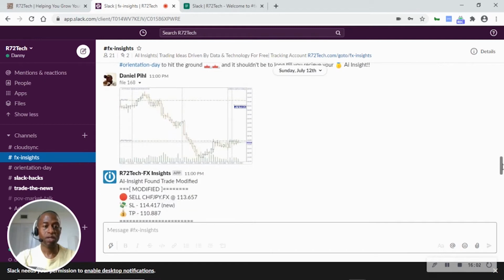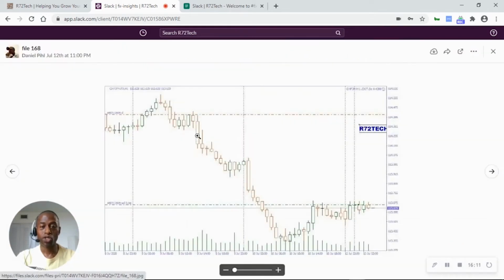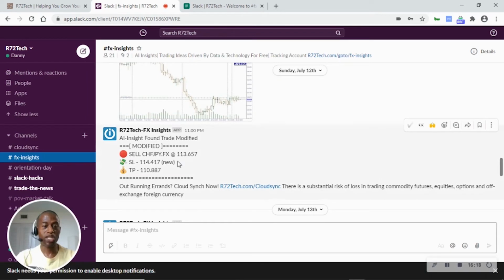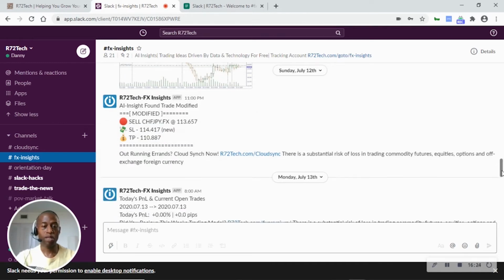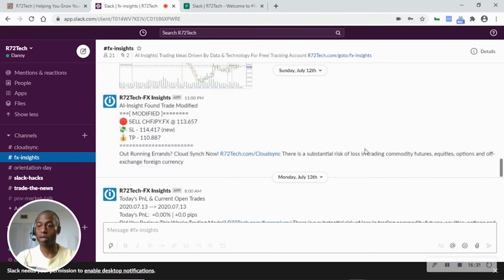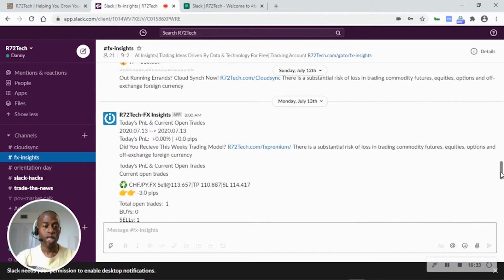So let's scroll down here. As you see, 11 o'clock, there's another AI insight. You guessed it, it's for trade modified. You get a chart that you can take a look at. Now, you already know it's going to say new, and it's going to show you what was modified. New stop loss, okay? After you read, once again, it's going to have a message underneath. It's going to tell you if you were out busy, sleeping, doing something, that you can Cloudsync. You can click on that later.